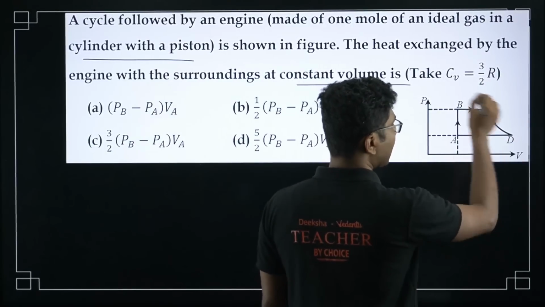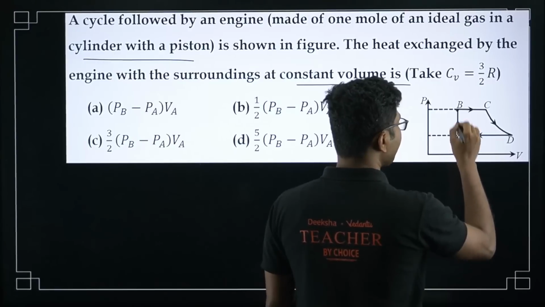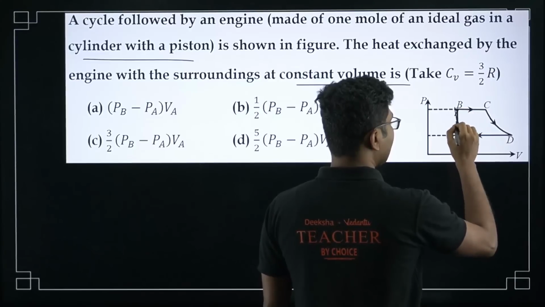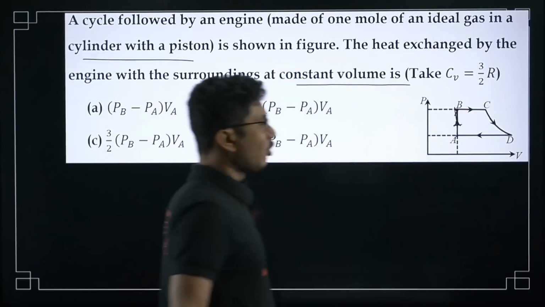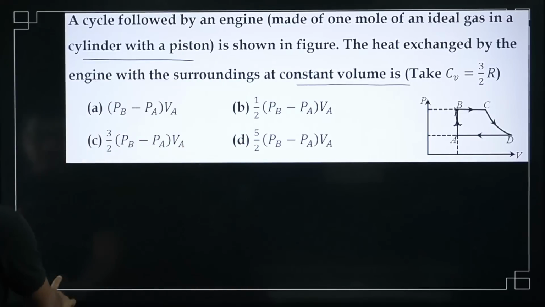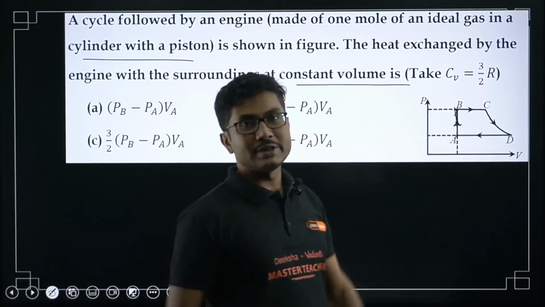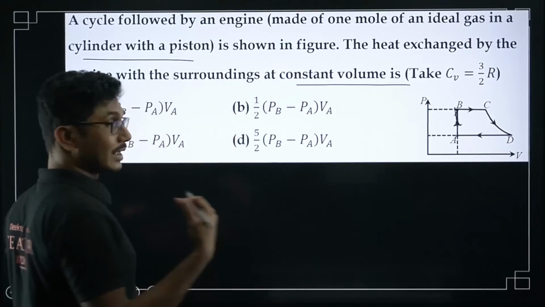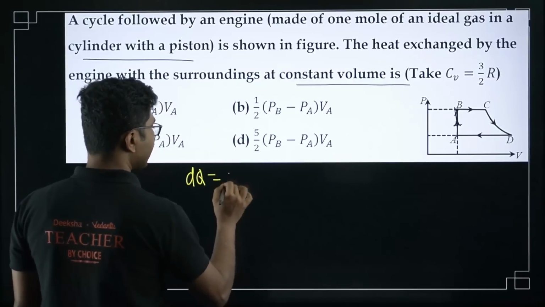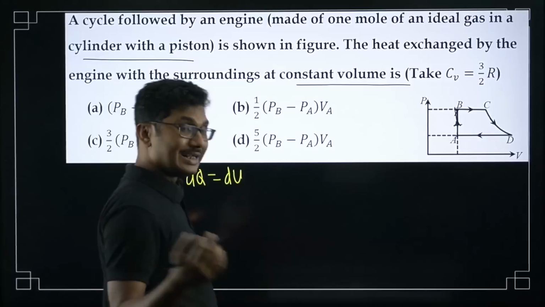If you see this PV diagram, volume is constant only when it is changing from here to here, moving from A to B. Only at this stage is the volume constant, and whatever the heat exchange is at this stage, you have to calculate. So what is the formula for that? Volume constant means there is no work done by the gas, so work done is 0. That means dq must equal du. Why? dw is 0, volume is constant, PdV, dV is 0.